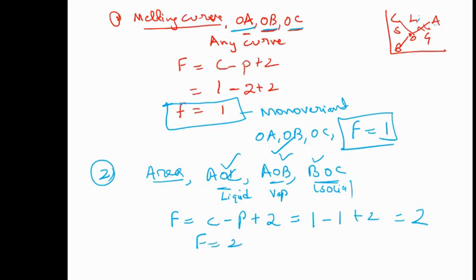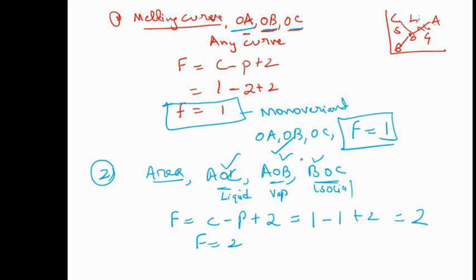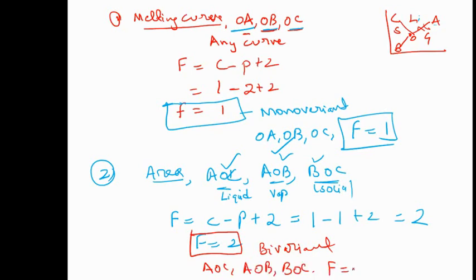So for any of the areas, AOC, AOP, POC, all these areas have a degree of freedom of 2 in the case of the water system, that is, bivariant.